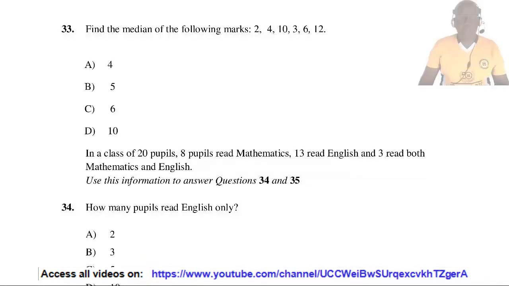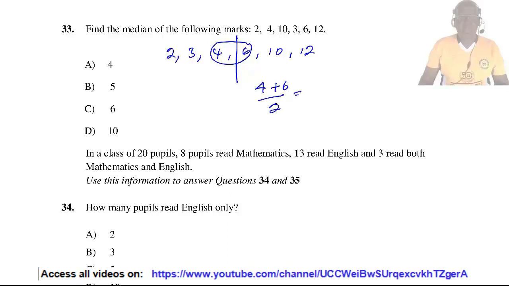Question 33. Find the median of the following mass: 2, 4, 10, 3, 6, and 12. We shall arrange the mass in ascending order as 2, 3, 4, 6, 10, and 12. This is the central position. So the median is going to be equal to 4 plus 6 divided by 2. That is the average of 4 and 6, which equals 10 divided by 2, which equals 5. So the answer is B.